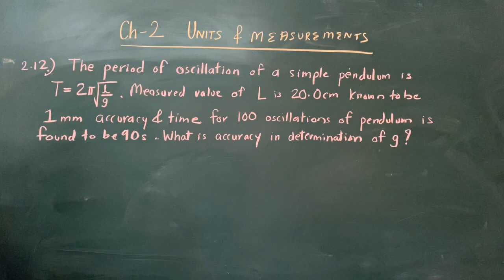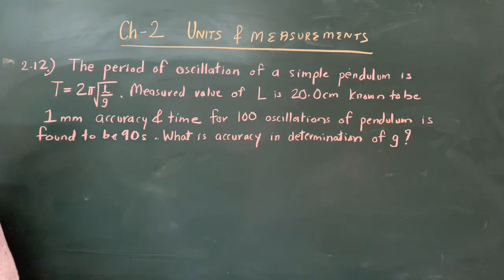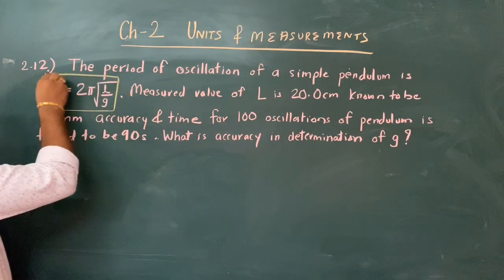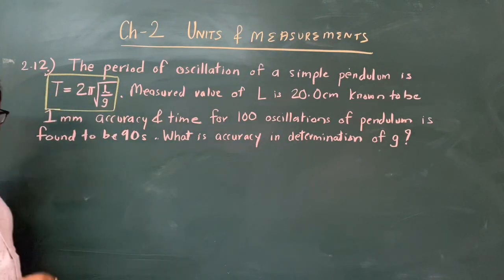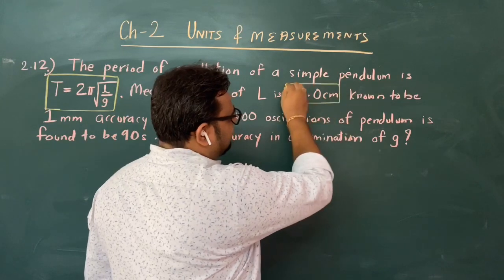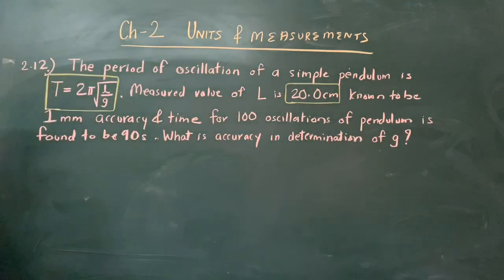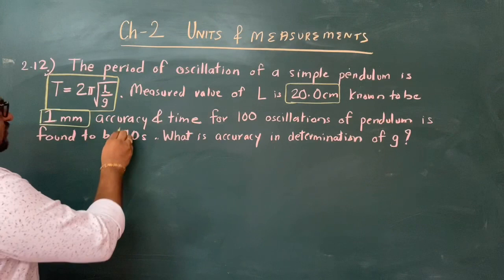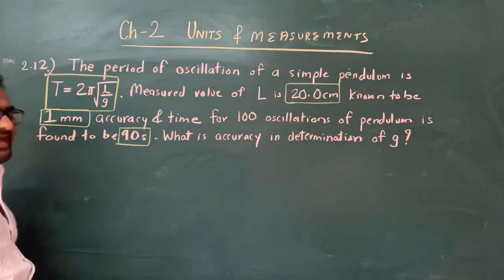Question number 2.12: the period of oscillation of a simple pendulum is T equal to 2 pi root L by G. Okay, this is the formula for the periodic time of a simple pendulum. This we will study later in the chapter Oscillations. The measured value of the length is 20 centimeter, known to 1 millimeter accuracy, and the time for 100 oscillations of the pendulum is found to be 90 seconds.